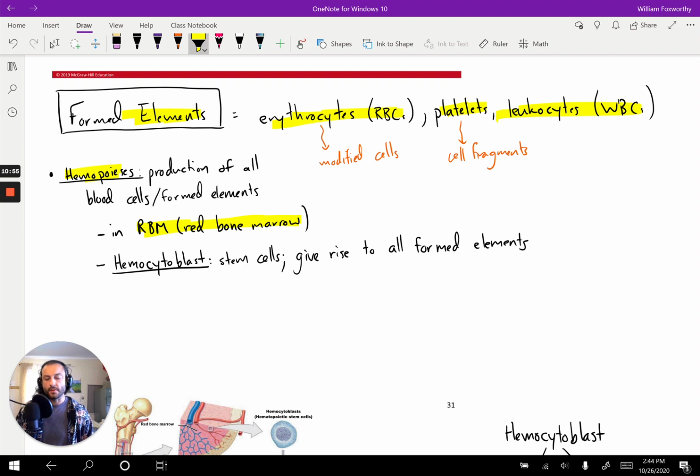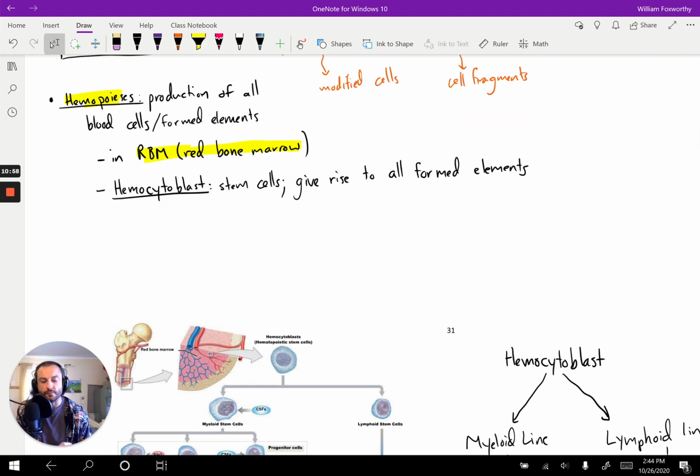So this process of hemopoiesis is taking place in red bone marrow and starting out with a type of stem cell that's called a hemocytoblast.